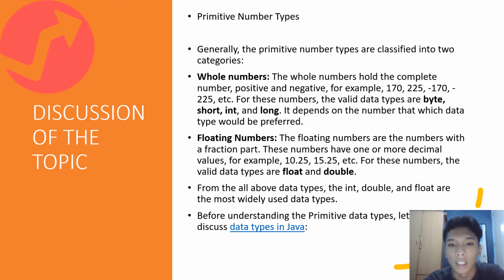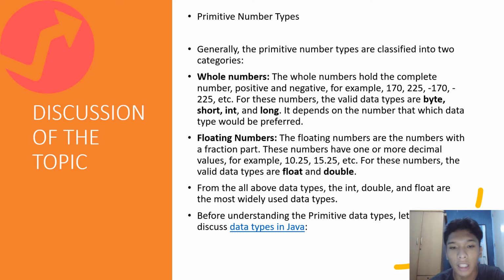Floating numbers. The floating numbers are the numbers with a fraction part. These numbers have one or more decimal values, for example 10.25, 15.25, and for these numbers, the valid data types are float and double. From all the above data types, int, double, and float are the most widely used data types.